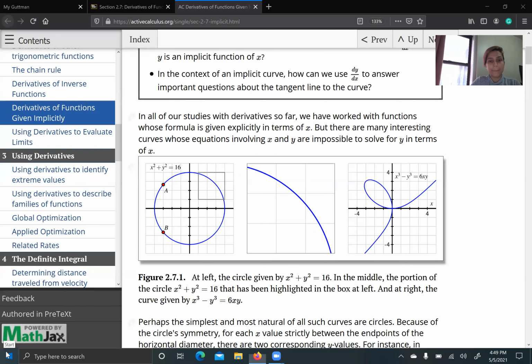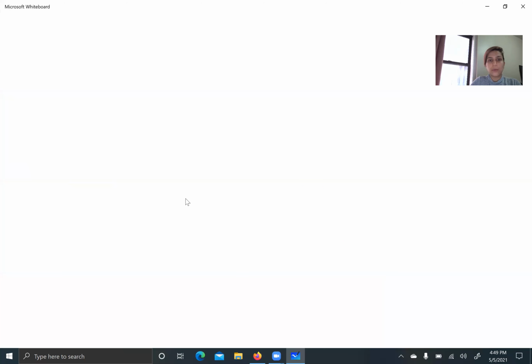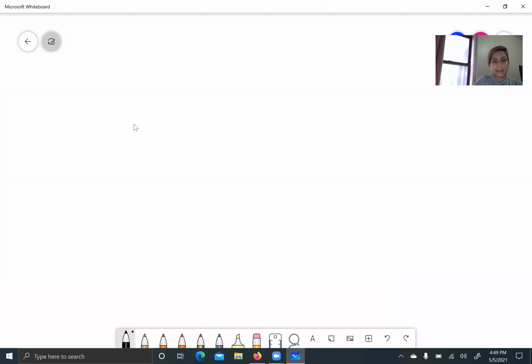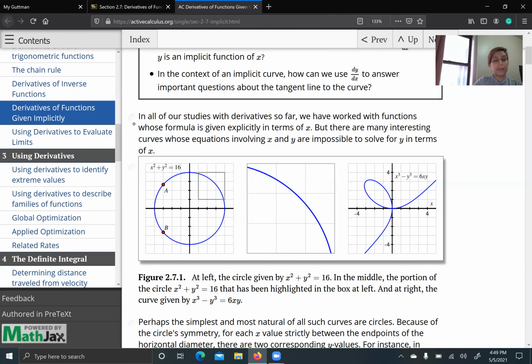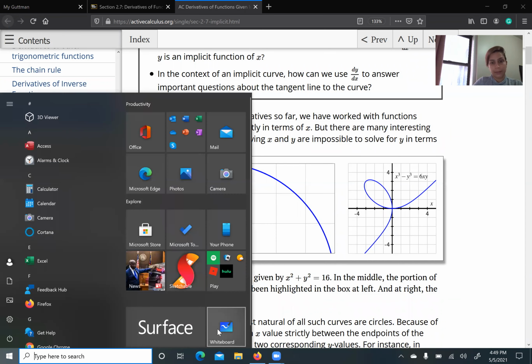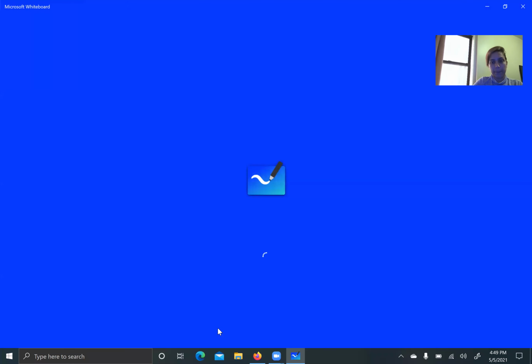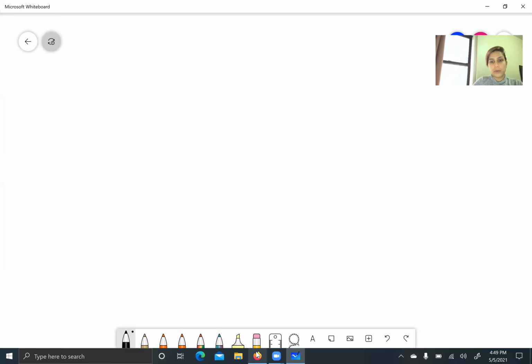Now look at the equation of this circle. It is x squared plus y squared equals 16.